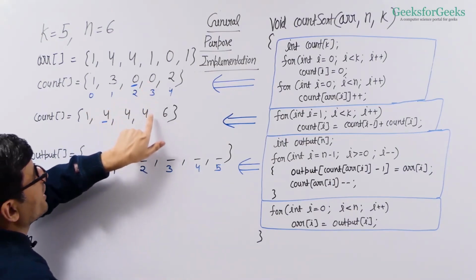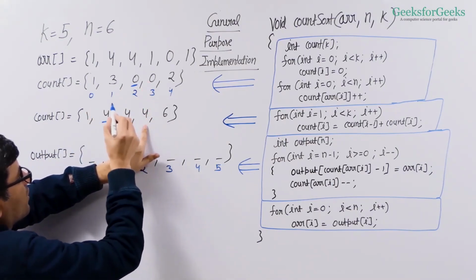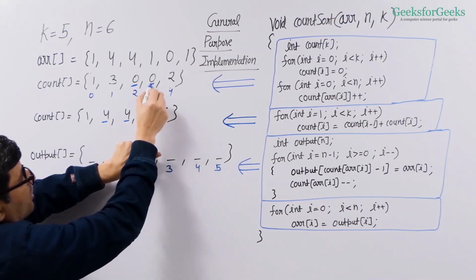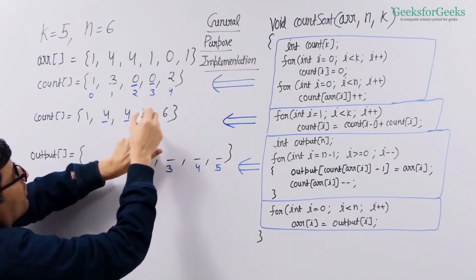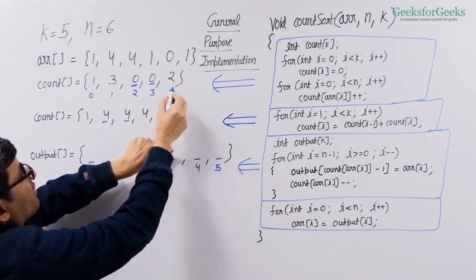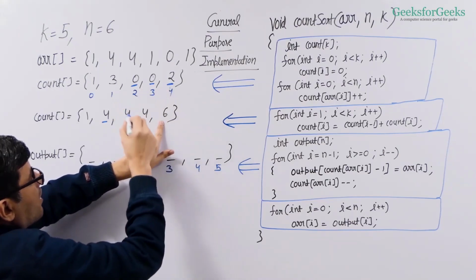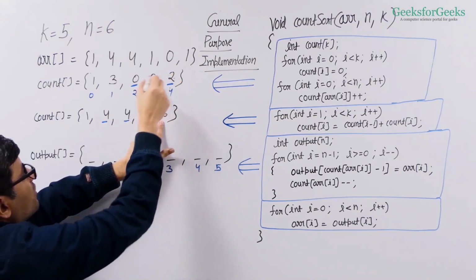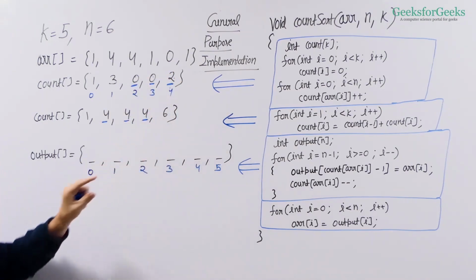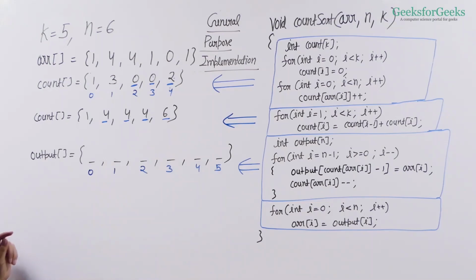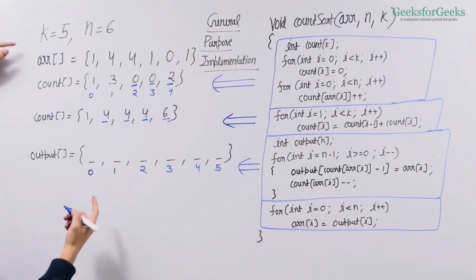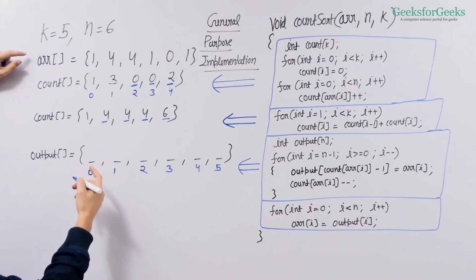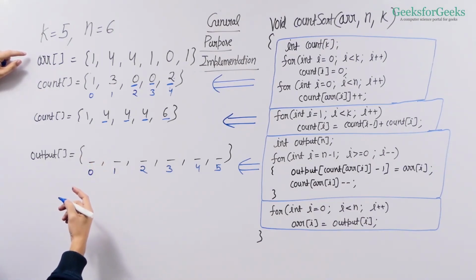Now when we are at this index, we are going to add count 2 and count 3. So we are going to get 0 plus 4, 4. Now when we are at this index, we are going to add count 4 with count 3. So we are going to get 4 and 2. So we get 6. So these are the values we get in count. And now if you take a look at this count array, count I indicates how many elements in our input array are smaller than or equal to I.